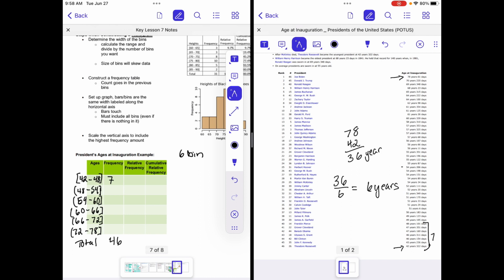I'm going up through 54. 1, 2, 3, 4, 5, 6, 7, 8, 9, 10, 11, 12, 13, 14, 15. And if I kept counting this way, I could fill in the rest of my table. Now, just like in my previous video, I did this in advance.